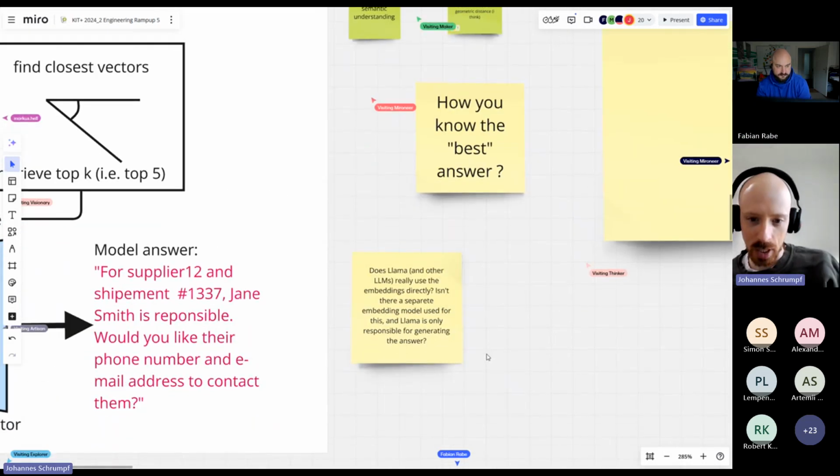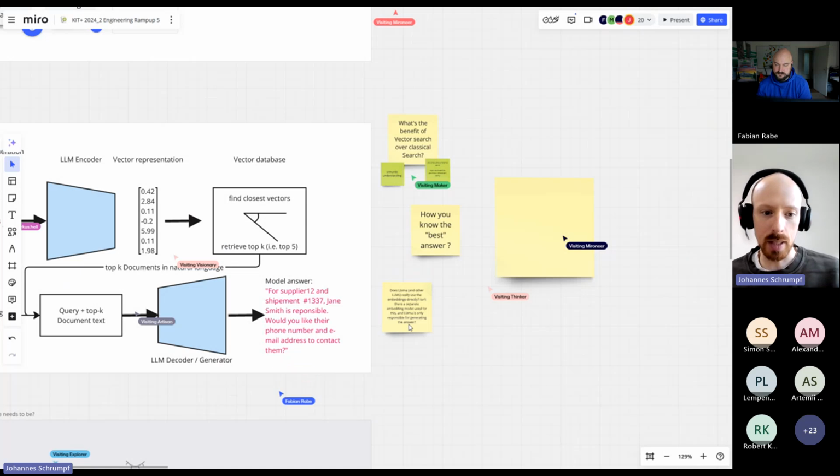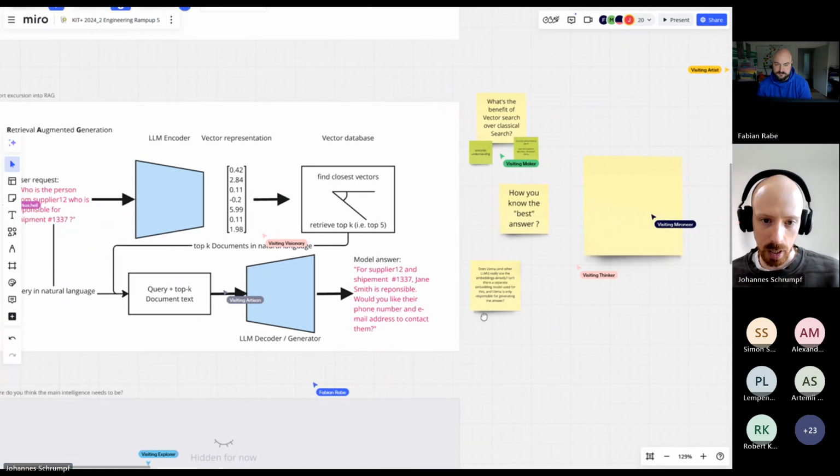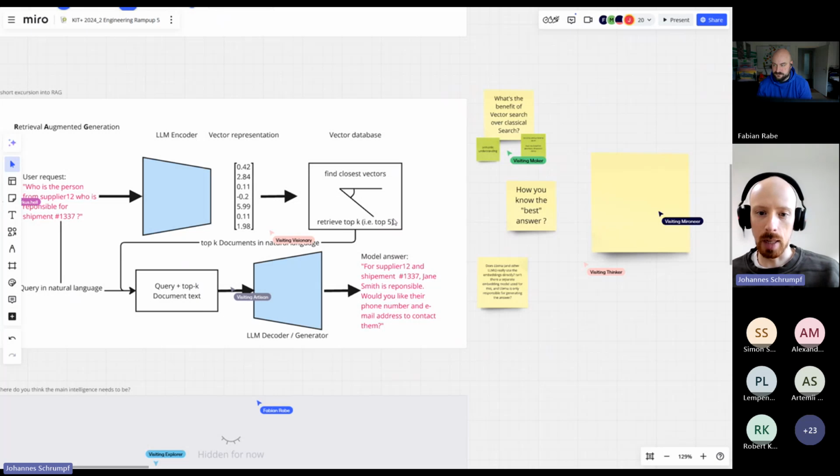Okay, here is a new question. Does Llama and other large language models really use the embedding directly? Isn't there a separate embedding model used for this, and Llama is only responsible for generating the answer? Yes, exactly. Sorry, this might have also been lost somewhere. So we don't use the embeddings directly. We don't use the vectors from the vector database as a vector representation directly. We just use this vector database here to look up the closest answers. And then we go back to our classical database and retrieve the written text that corresponds to the vector.